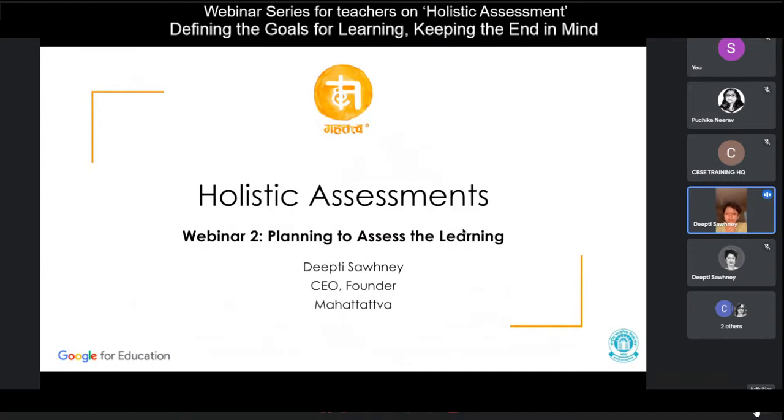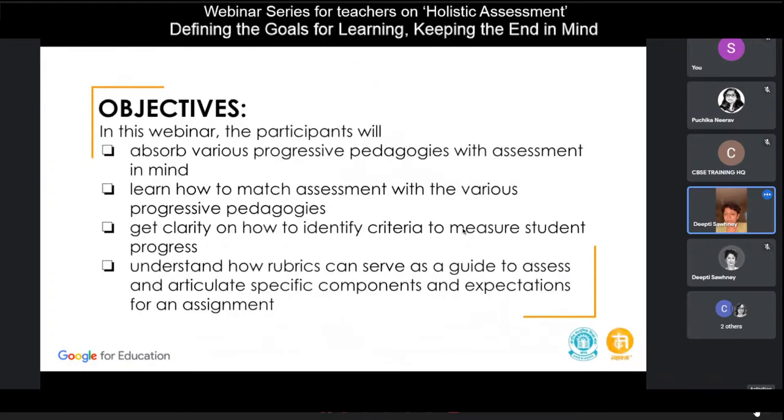So the objectives for that webinar, if we go next, Puchika, is we will be looking at different progressive pedagogies with assessment in mind. We touched upon them today, but we will look at the various ways that they can be assessed. We will learn how to match assessment with the various pedagogies. So what's the link?